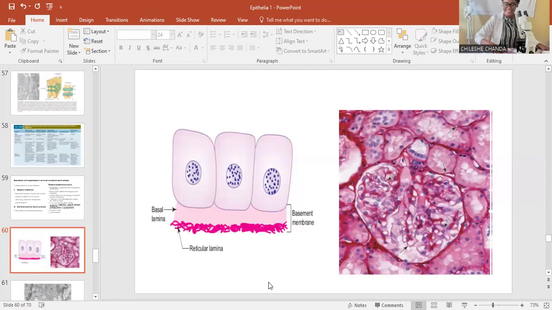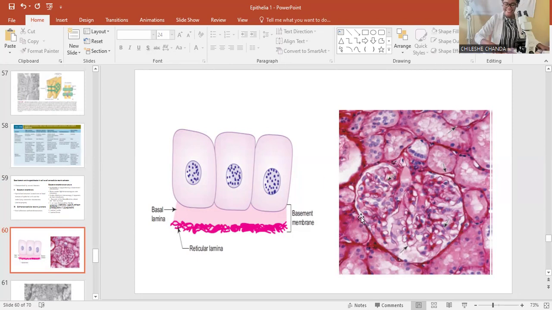Now, this diagram is just here to show us. If you look at this micrograph here, this is a picture taken from the kidney, and it is showing us one glomerulus here, one glomerulus here, and if you notice, there is this structure which is stained pink. This is the basement membrane on which the epithelial cells are lying.